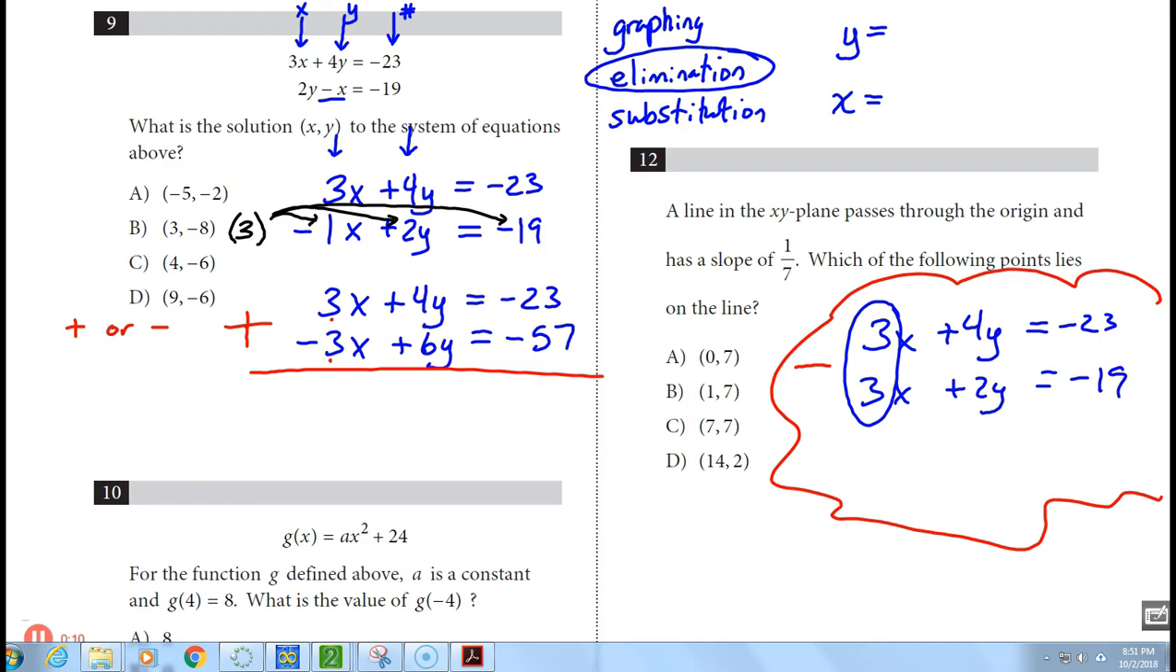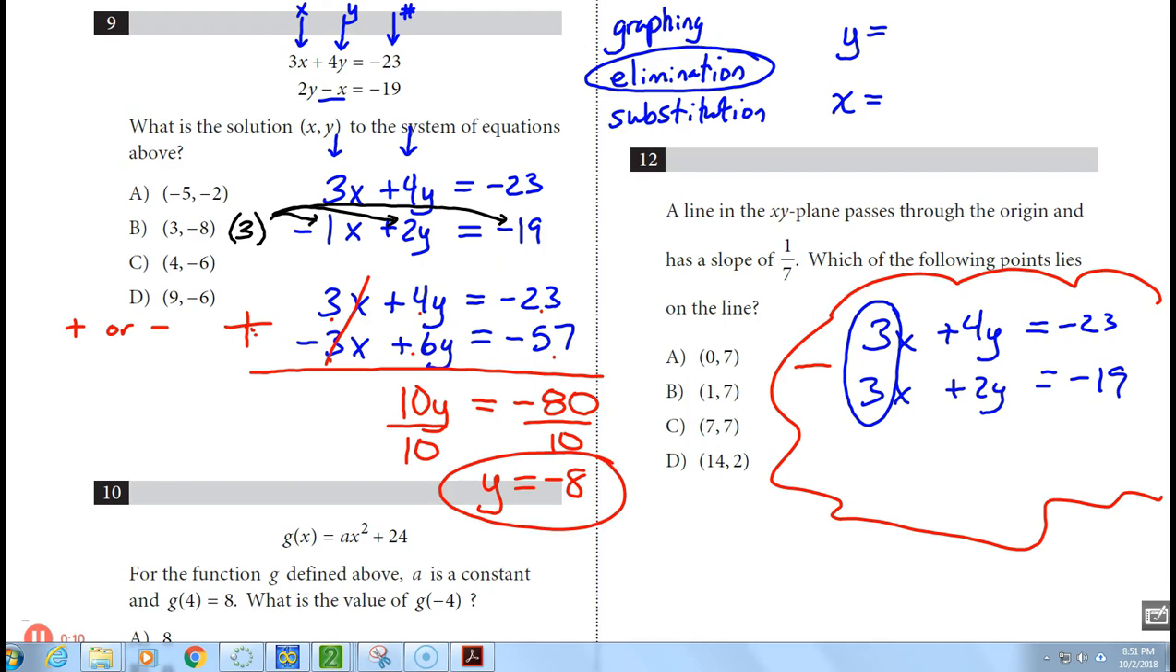But I'm going to go ahead and add these rows up. So 3x plus a negative 3x is 0 x's, so they just disappear. Now I have positive 4 plus positive 6. Well, that's 10y. And then I have a negative 23 plus a negative 57. So that's going to be a negative 80. And what I've done is I've eliminated x's, and now I can solve for y. So to solve for y, I divide both sides by 10, and I get y equals negative 8.